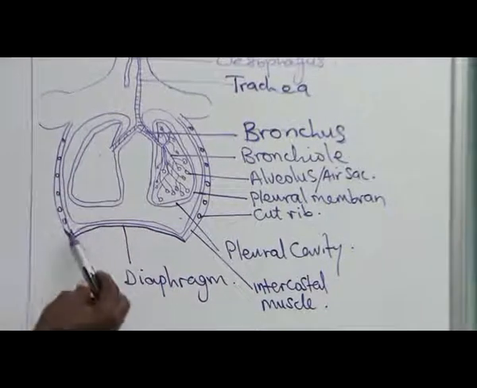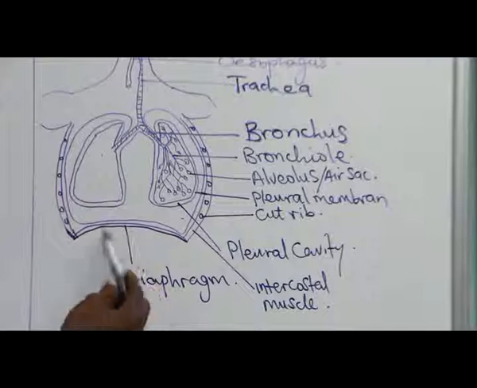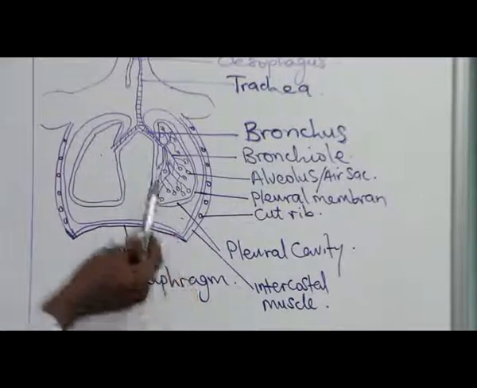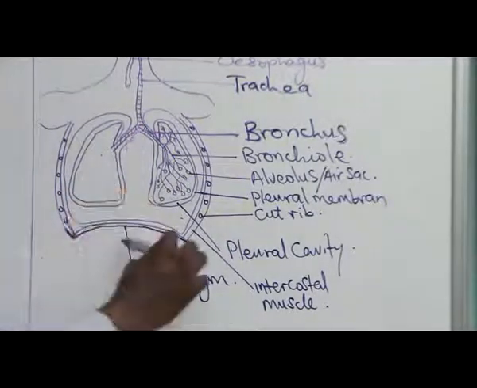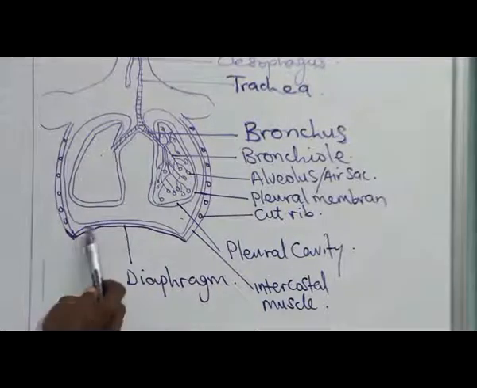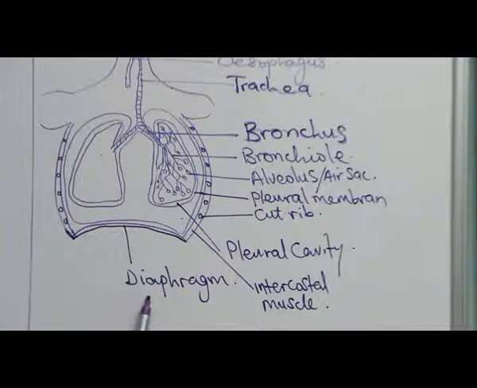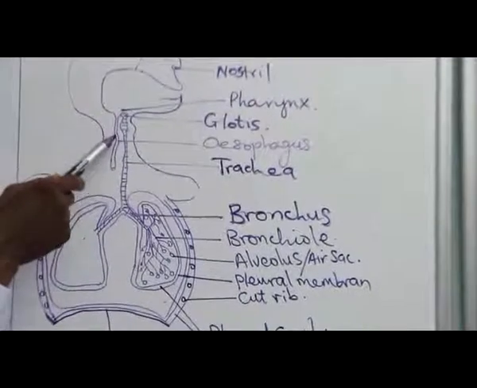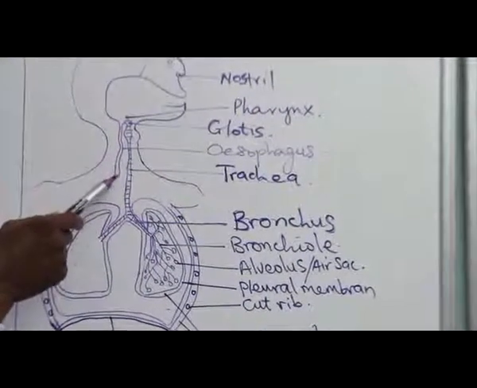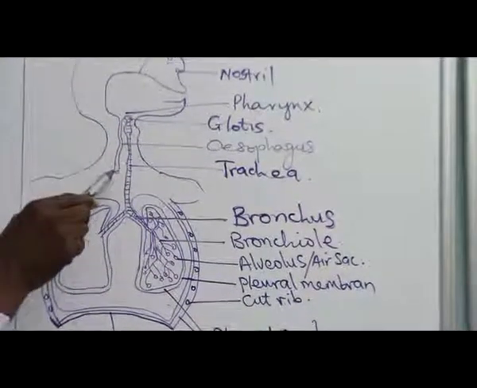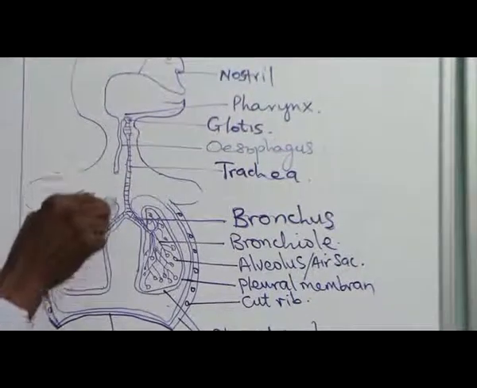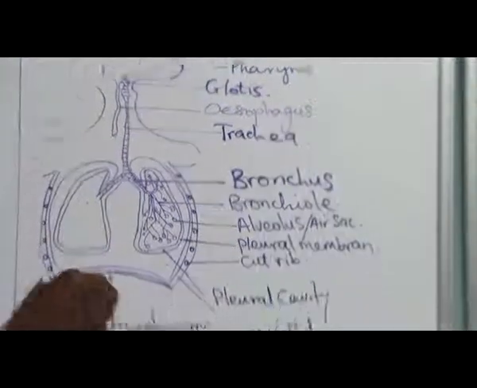Now, in mammals, there is a muscle that separates the thoracic cavity from the abdominal cavity. This muscle is the diaphragm. Take note of this tube, the gullet or the esophagus. It's cut here because it's not part of the respiratory system. It goes straight to the stomach.